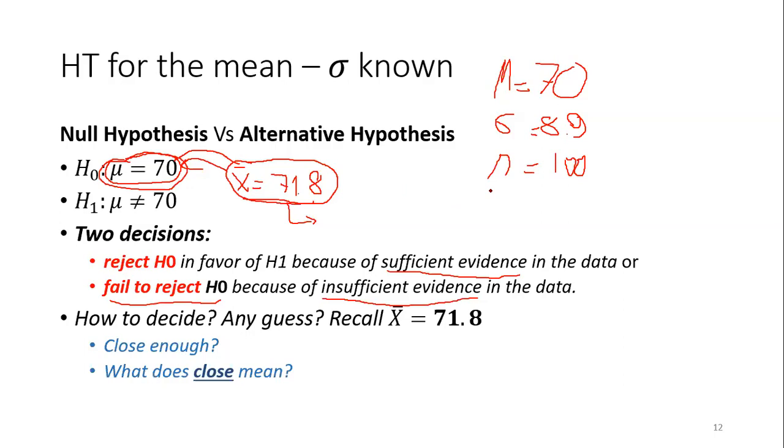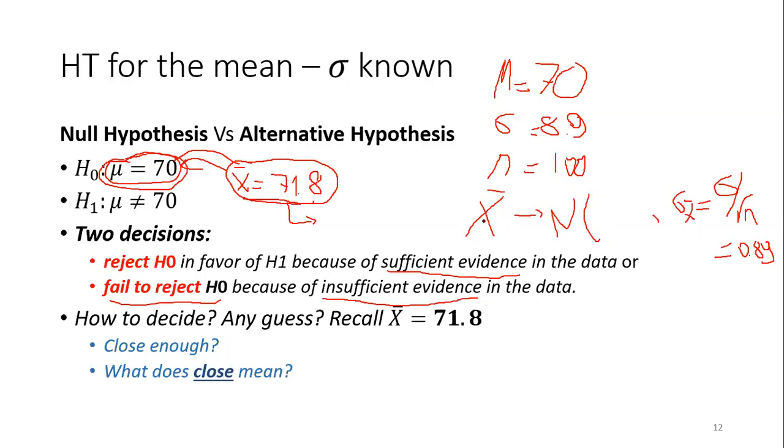Now, just think of x bar. X bar is a random variable. What is the distribution of x bar? Do you know it? The distribution of x bar is approximately normal. Remember why? Because we have the central limit theorem. What are the parameters? Its standard deviation, from my previous calculations, is sigma divided by root n, which is 8.9 divided by 10, which is 0.89. Great.